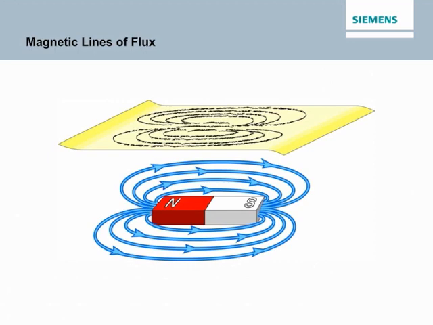If a sheet of paper is placed over a magnet and iron filings are loosely scattered on the paper, the filings arrange themselves along the invisible lines of flux. The density of these lines of flux is greatest inside the magnet and where the lines of flux enter and leave the magnet. The greater the density of the lines of flux, the stronger the magnetic field.